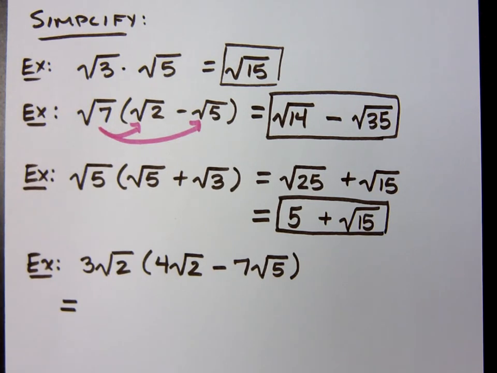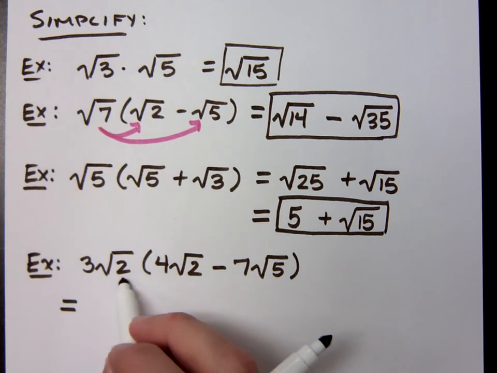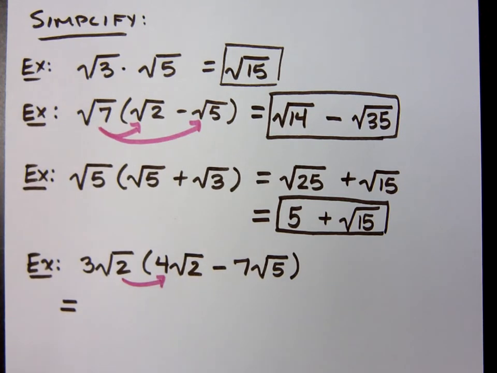All right, what are you going to do here? More distributing? Okay, now, when you distribute, it's not like FOIL. Sorry. FOIL is if you're multiplying a binomial, two terms, times another binomial, two terms. I do not have two terms times two terms. I have a single term, because this guy is connected through multiplication, times two terms.